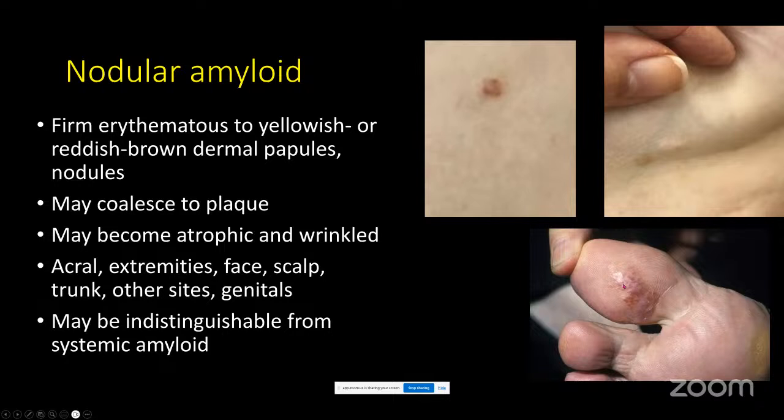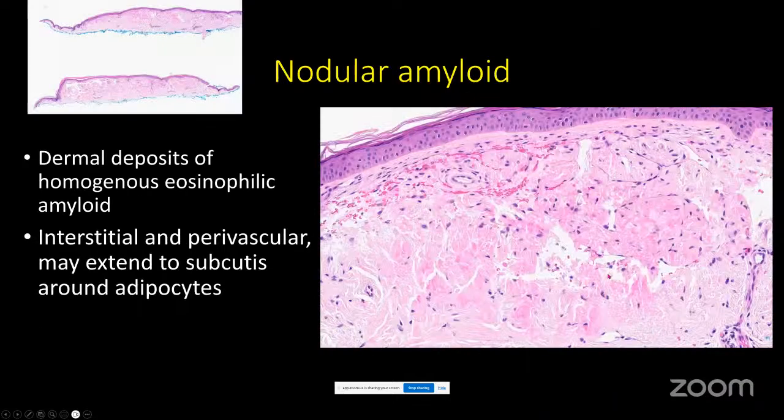They are sort of a reddish brown, yellowish color. Again, it depends on the skin color. In a dark skin patient, it might just be more of a brown, hyperpigmented coloration. And this is indistinguishable from systemic amyloid. So you should probably still work them up if you get a nodular amyloid diagnosis.